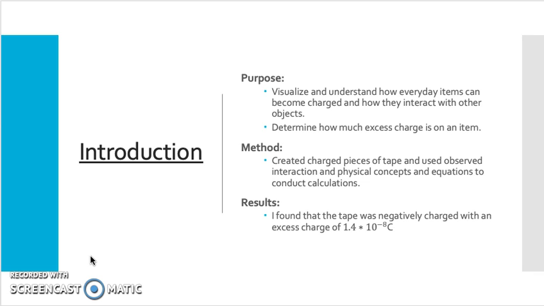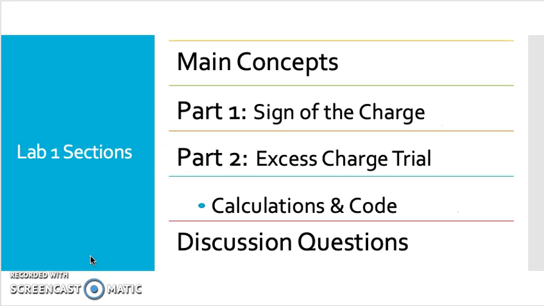From this experiment, I found that the tape was negatively charged with an excess charge of 1.4 times 10 to the negative 8 coulombs. In this lab video, I'm going to go over the main concepts, part 1 of the lab, part 2, the discussion questions, and the calculations and code.